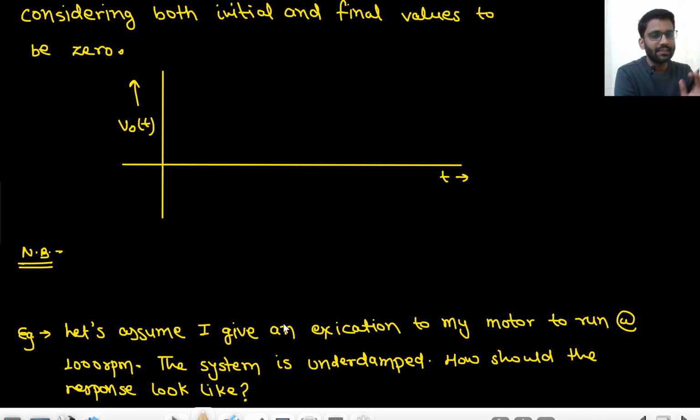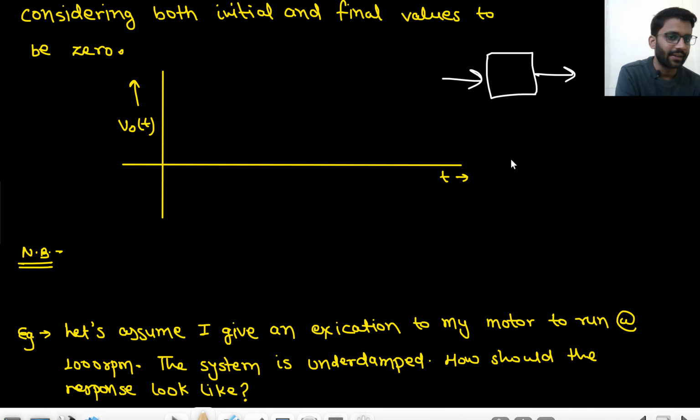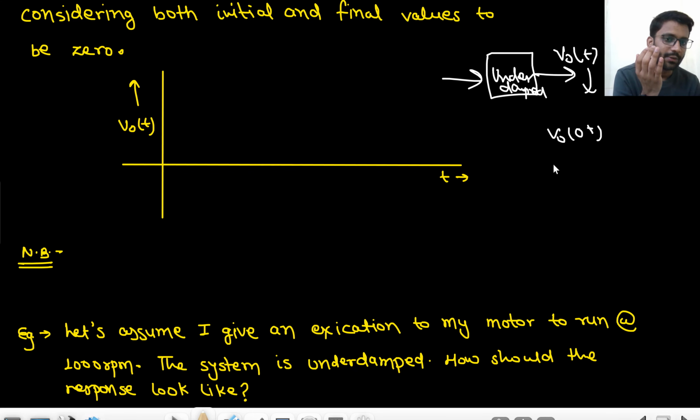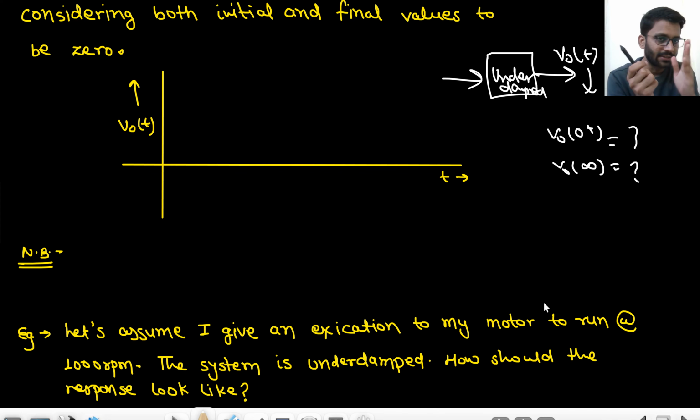So now I am considering that both my initial and final conditions are 0. What do I mean by that? Let's just assume there is a system. I give an input, I will get an output, okay? This system is underdamped. I am saying that the system is underdamped. That means I will have an underdamped response. Now I am drawing that response. For that response, I don't know what the initial value is or what the steady state value is. I will be having a response from an underdamped system. I give an excitation and I get an output. I don't know the initial value of the output or the final value of the output. So I am considering both values to be 0.